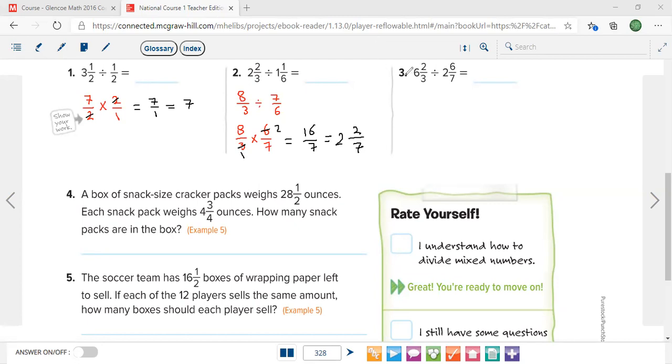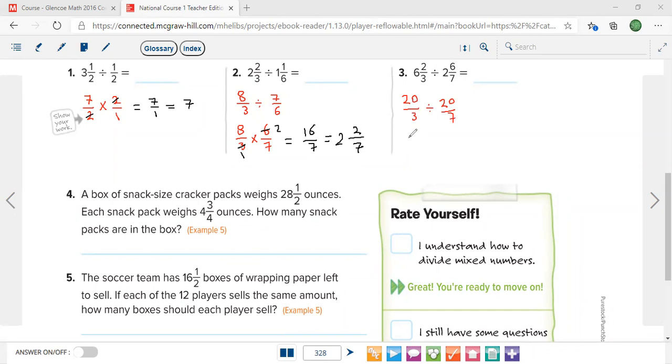In problem 3, 6 and 2/3 is divided by 2 and 6 over 7. So we transform it into an improper fraction. 3 times 6, 18, and 2, 20. So 20 over 3. Keep the division sign because we need to transform this one into an improper fraction. 7 times 2, 14, and 6, 20 as well. 20 over 7.